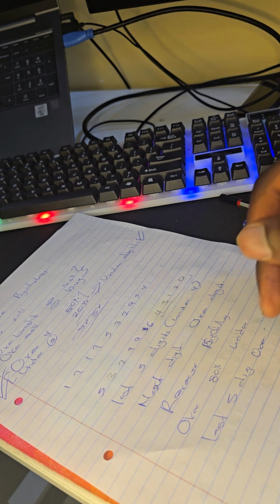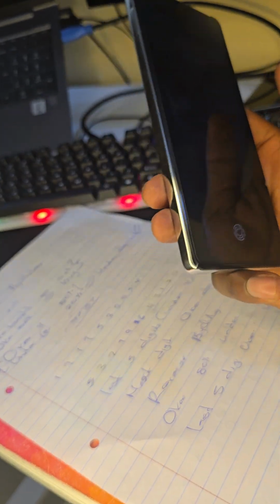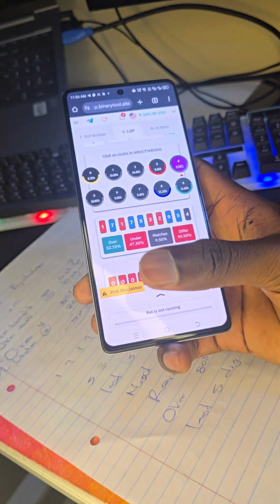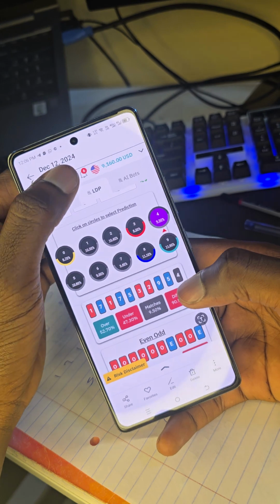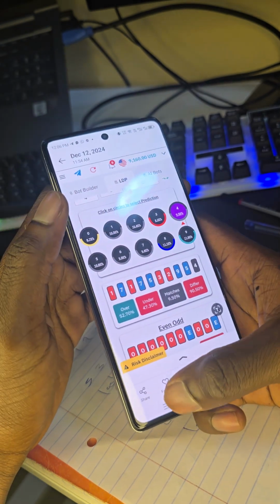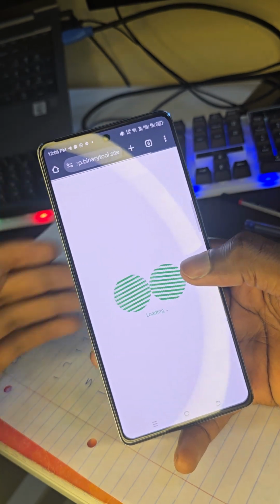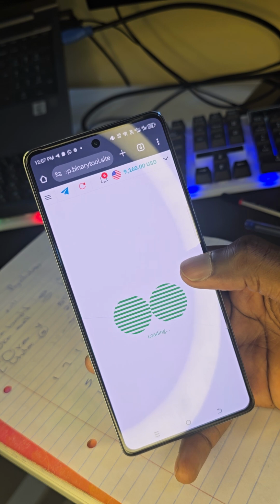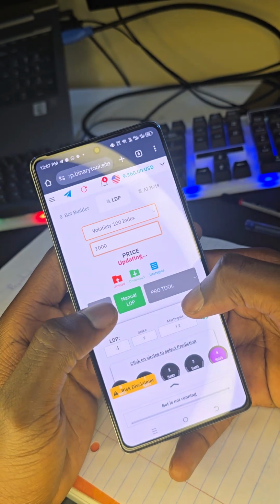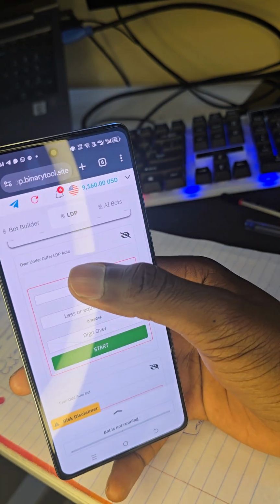So utapata if the last digits zimekuwa zinajigenerate ni over digits, so kuna high chances kwamba this pattern is going to break. That's why kuko na kitu fulani hapa kwa this my tool hapa. So let me just go to nini, let me refresh this one, na nikuja hapa kwa auto LDP. So tutakuja hapa kwa auto LDP. So kuko na hii kitu hapa over and under.